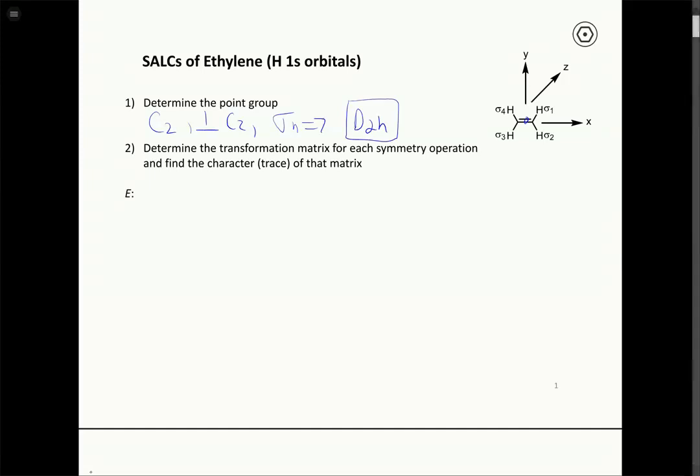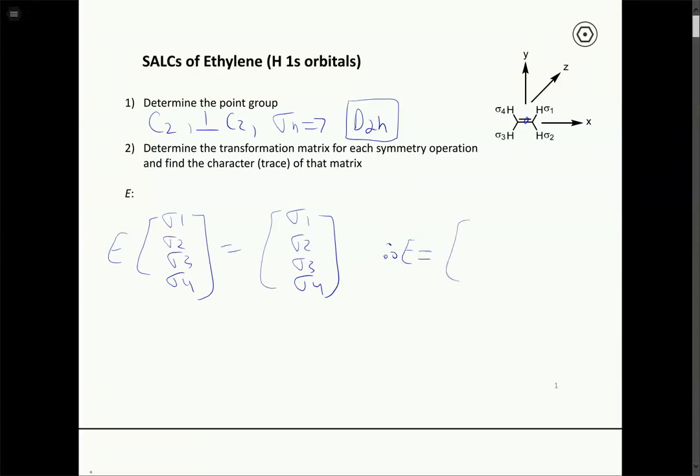So if we apply the identity operation to this collection of sigma orbitals, sigma 1, 2, 3, and 4, we know that this is the do-nothing operation, so the result of that will be the same set of orbitals in the same order. We wrote this in matrix form. Alright, so that means if we want to represent the E operation as a matrix, we kind of did this before for x, y, and z coordinates, now we're doing it for a collection of orbitals. The E operation is just going to be a matrix with ones along the diagonals and zeros everywhere else.